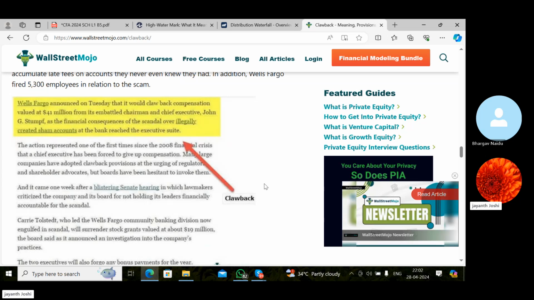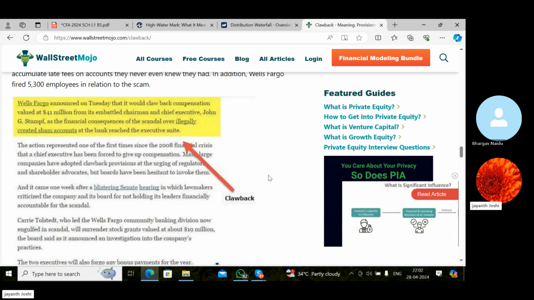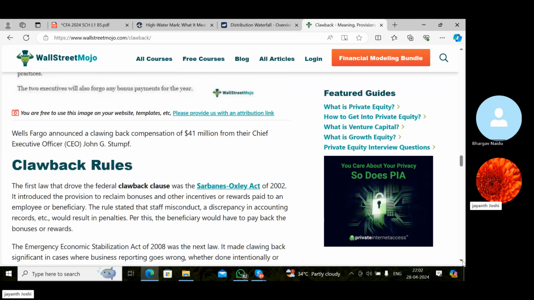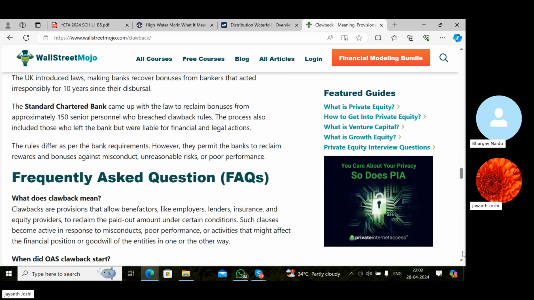It would claw back compensation. That means what they have paid to them, these people have to pay back. Why? Because all these scams happened under them. This is as per the Sarbanes-Oxley Act in the United States.